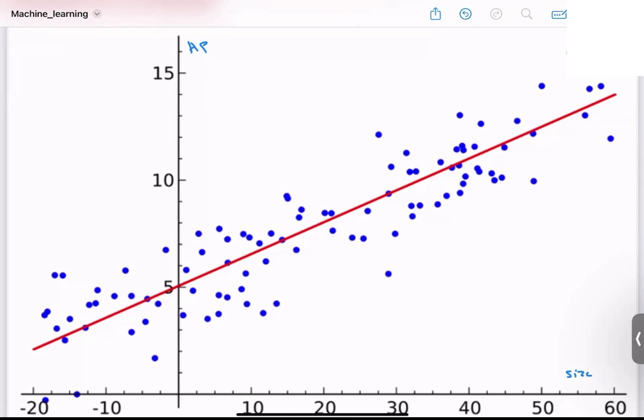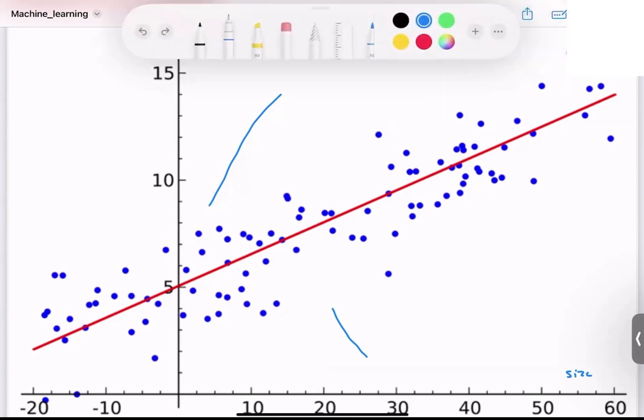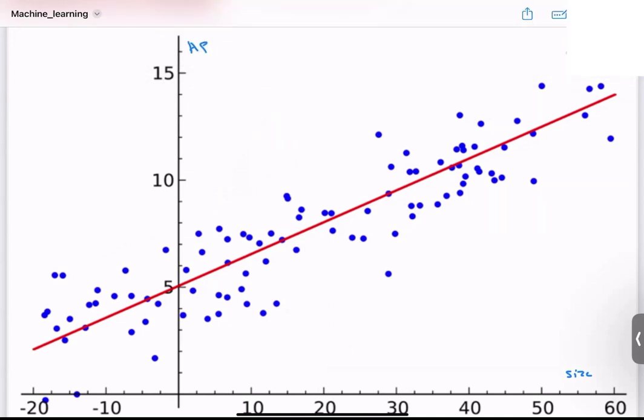We can try to predict the pattern. For example, if we try to predict the pattern of what's happening here by this red straight line, we don't want to draw a straight line like this, because it doesn't illustrate the pattern in the data. We don't want to do something like this either, because it's not good. So what are we really trying to do? We want to fit a line that is best predicting the pattern appearing in the data.